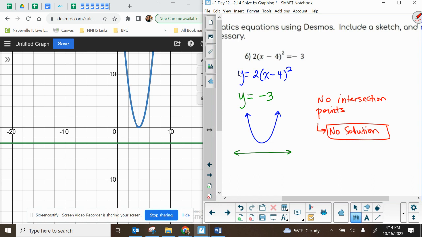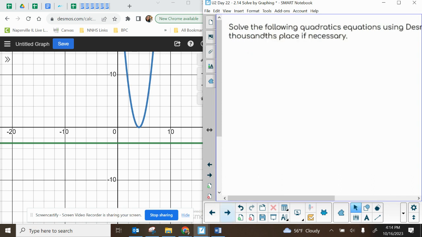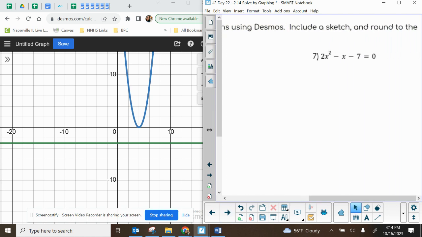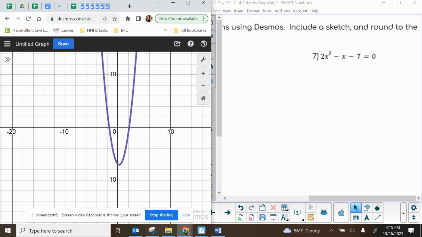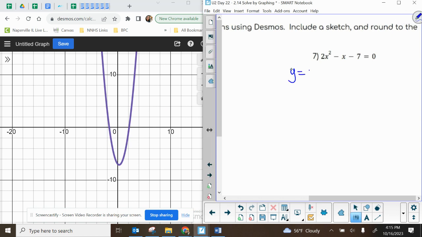Okay, and then finally for number 7, the third problem, I have everything on one side equals 0. So I can just type in the y equals, turn those off. Okay. So I can just type in the y equals 2x squared minus x minus 7. And then y equals 0 is again the x-axis. So where those intersect is just the x-intercepts.